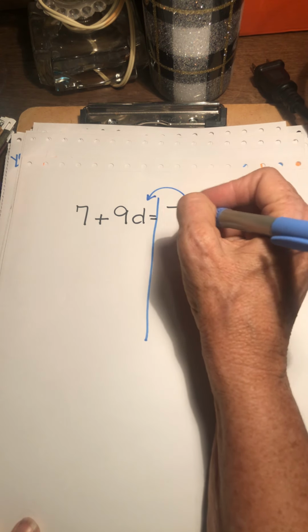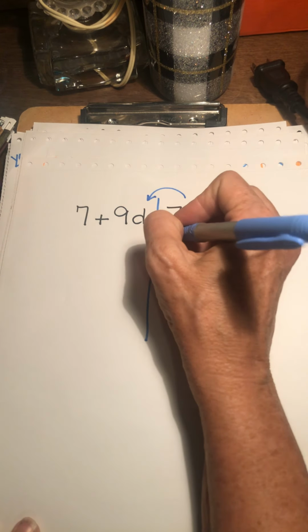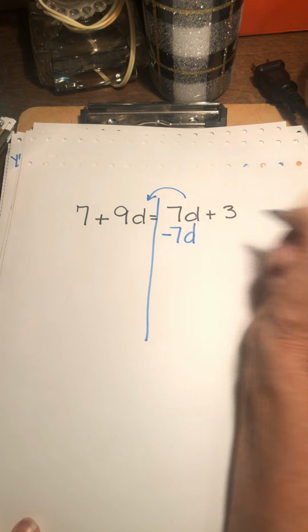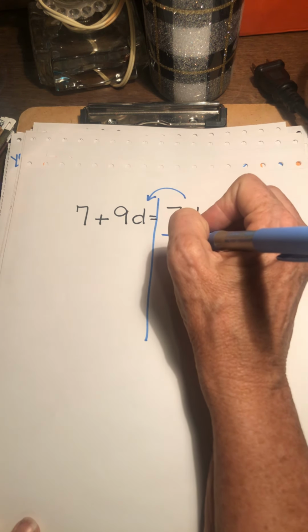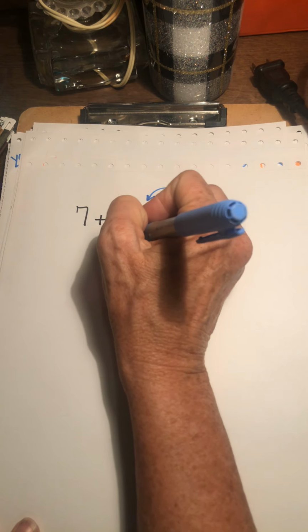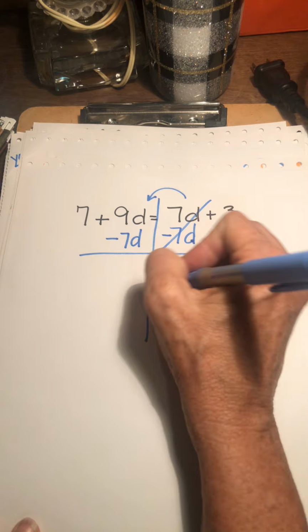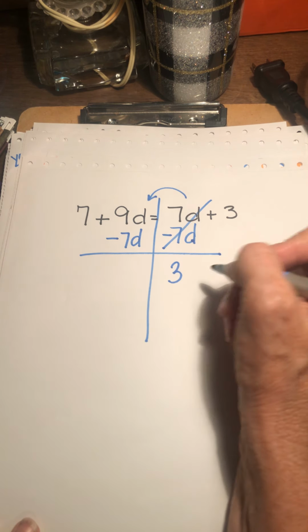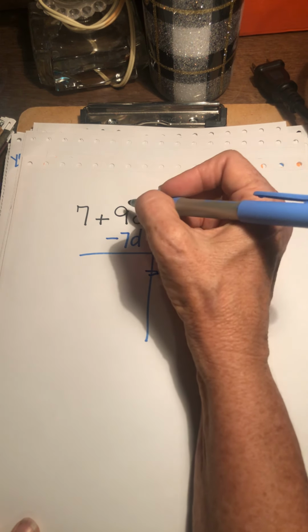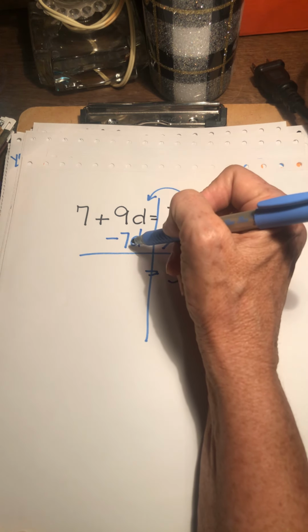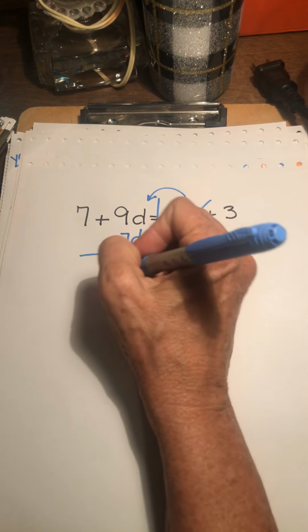So the way I do it is I have 7D here. To get rid of it on this side of the equal sign, I subtract 7D. If I subtract 7D on this side, I've got to do it on this side. So this goes away. So all I have on this side is 3D, which makes more sense the way our brain understands it. Now I have 9 dogs, and you take 7 dogs away from me. How many dogs do I have left? 2.